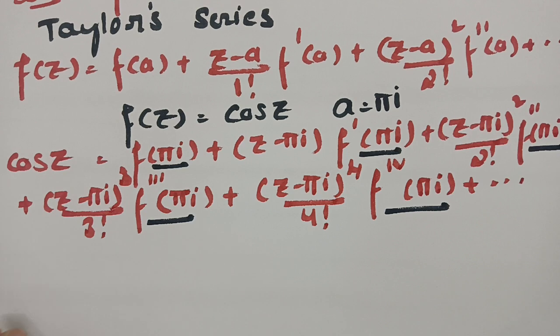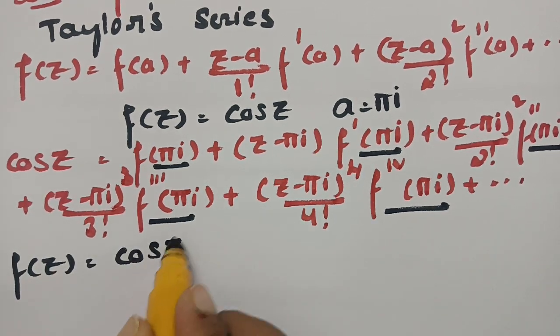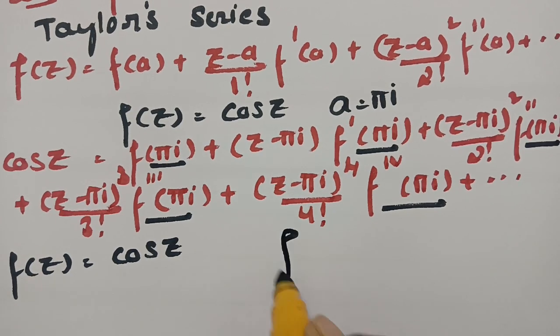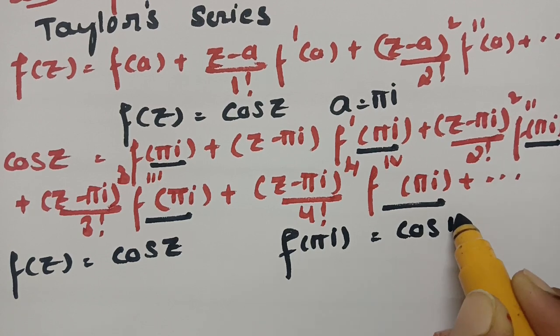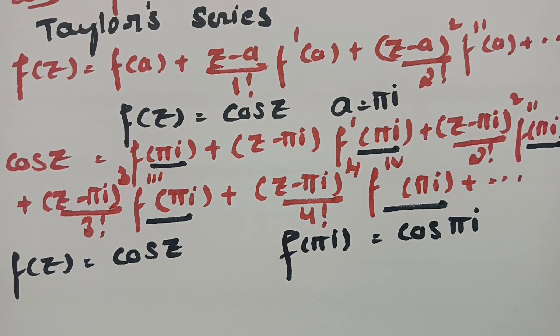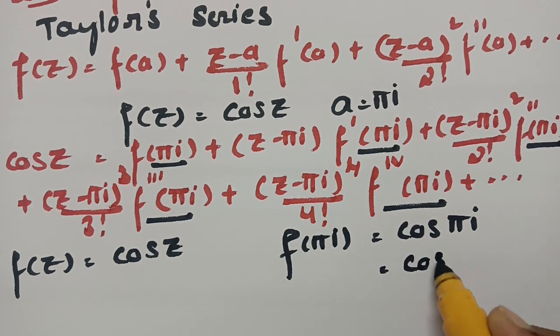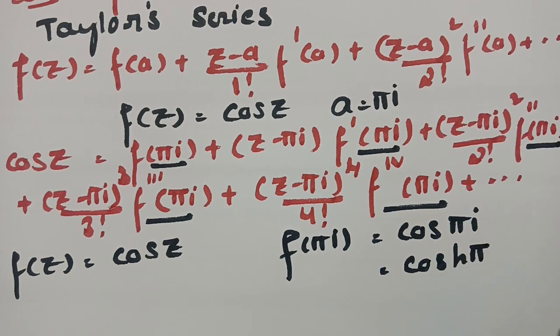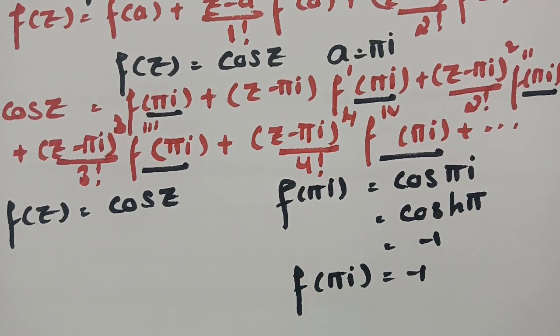For that we have f of z is equal to cos z. So what will be f of pi i? So f of pi i will be cos of, in place of z we have to write pi i. So cos pi i can be written as cosh of pi. The cosh pi value is equal to minus 1. Therefore f of pi i value is equal to minus 1. Clear?